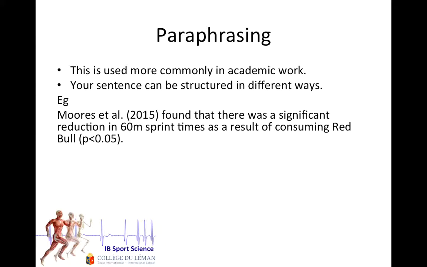For example, we can say Moores et al., and you'll notice that I've used et al., and that means that there's three or more authors to this piece of work. So if Moores and Smith had worked together, it'd be Moores and Smith 2015, so this is the date that the work was published. But because there's three authors or more, we can use Moores et al. 2015. So those are the authors. Found that there was a significant reduction in 60-meter sprint time as a result of consuming Red Bull. And notice I've also put in there the significance of that finding. So that's significant to the 95% confidence interval.